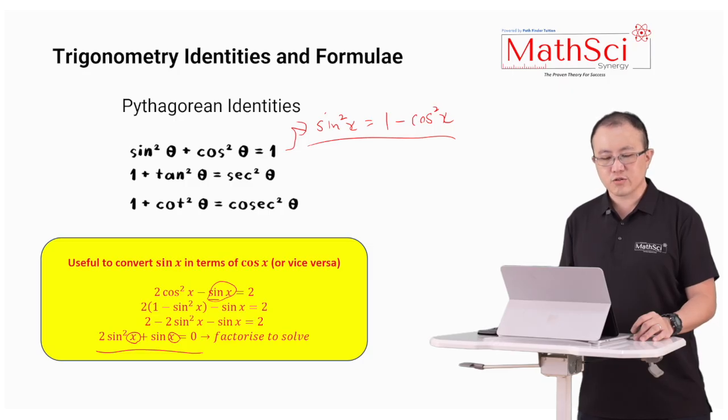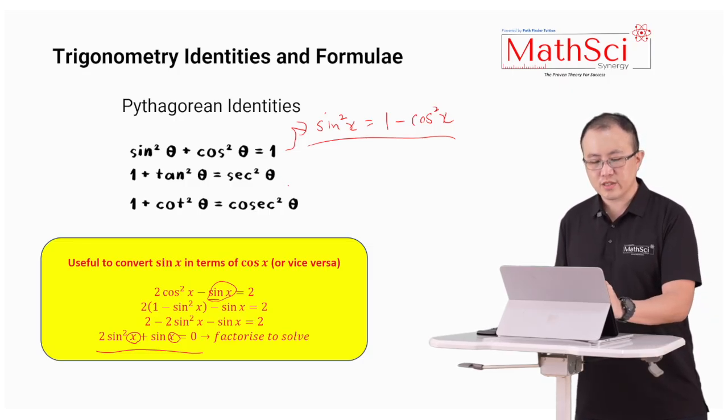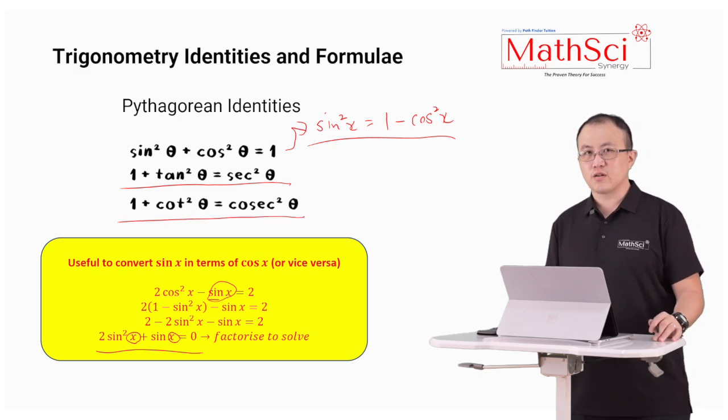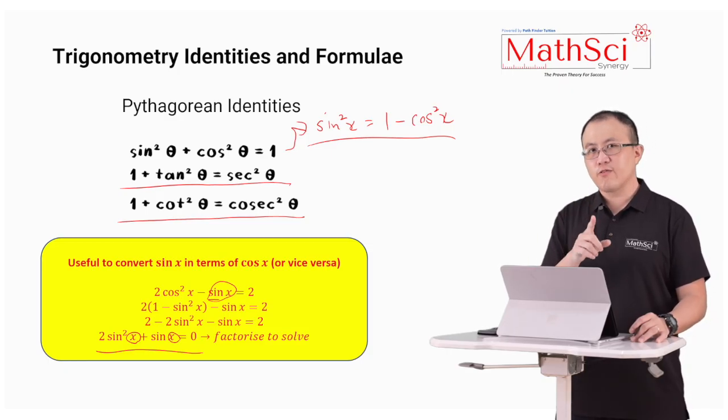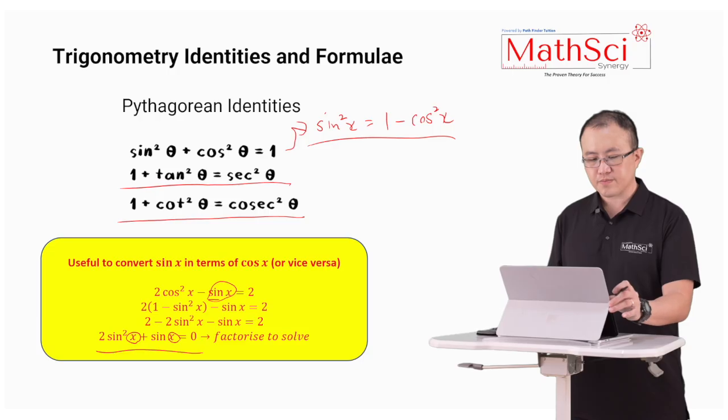And for the rest, it's also the same. I can change between tangent square and secant square. I can change between cotangent square and cosecant square. All these are useful in helping you to do equation solving. And only look for the one with square to change.